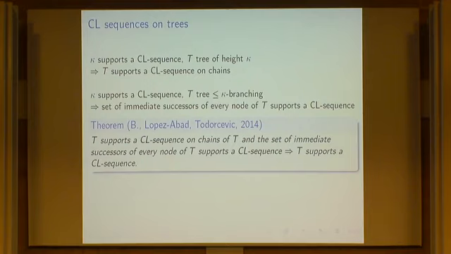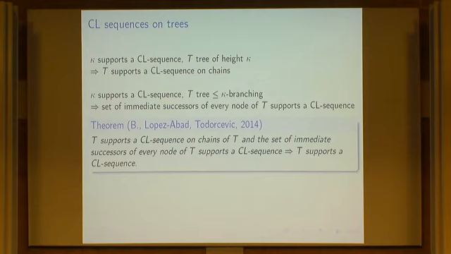And now the key point, as I was saying before, is to pass from a CL sequence on chains of T, which, for example, when I have one on the height of the tree, I know I have it, and from a family of CL sequences on the immediate successors of each node of the tree, to a CL sequence on T, but meaning that now I am not restricting myself only to chains, right? When I say here T supports a CL sequence, it should be that the cardinality of T supports a CL sequence, because I don't want the restriction on chains anymore.